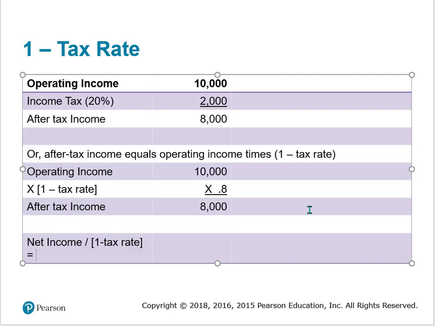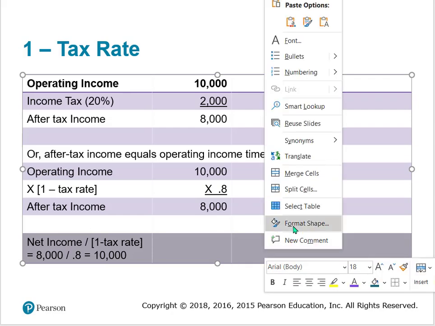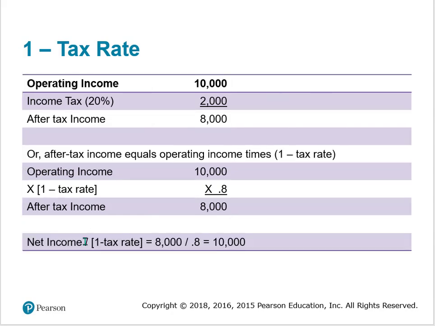Our net income is 8,000, divided by 0.8, because it's a 20% tax rate, equals 10,000. Do you see what I mean? Just look at this for a second. So net income divided by 1 minus the tax rate, the 0.8, would give us income from operations. That's operating income.